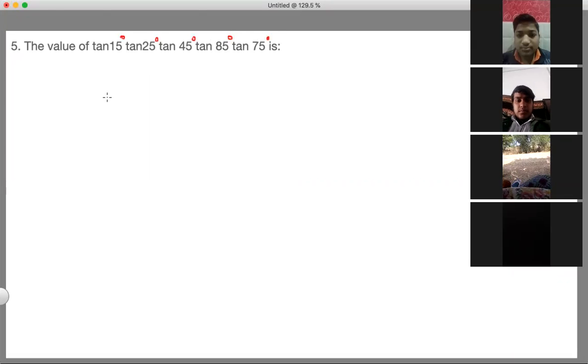Okay. So what is the value? Is 1. Yes. So, tan 15 degrees is same as cot 75 degrees, right? So this and this will cancel out. Similarly, this and this will cancel out. They are complementary angles. And this is anyway equal to 1. So the answer. Tan 45 is equal to 1.